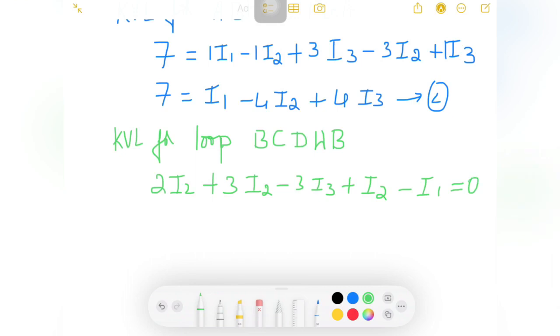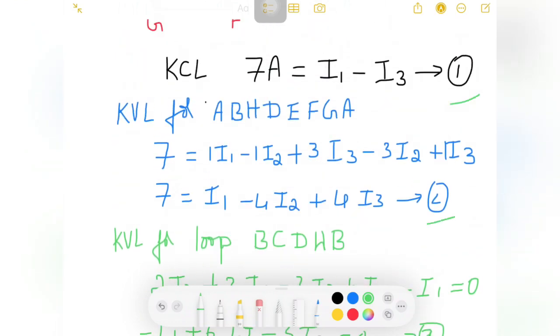Let us simplify this. This is equal to 0. So minus I1, I2 here 3 plus 1 is 4, plus 2 is 6 I2, then minus 3 I3 equal to 0. These are the 3 equations I have: equation 1, 2, 3.